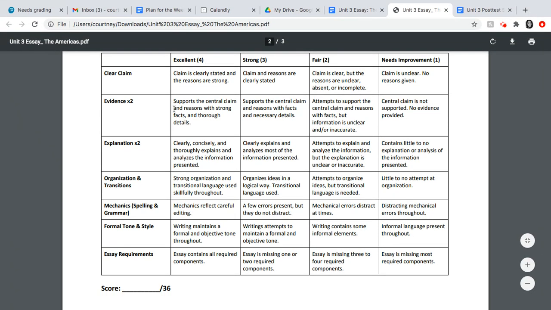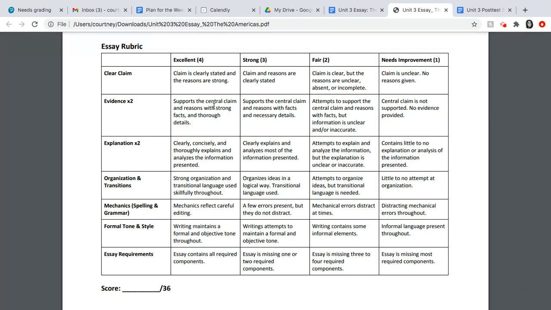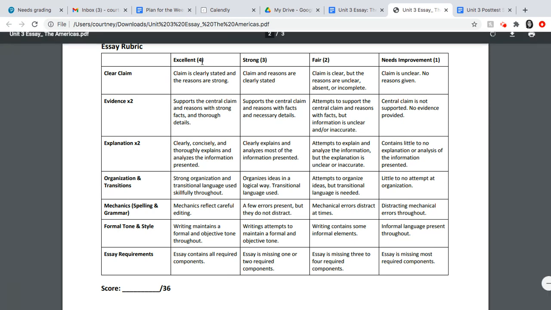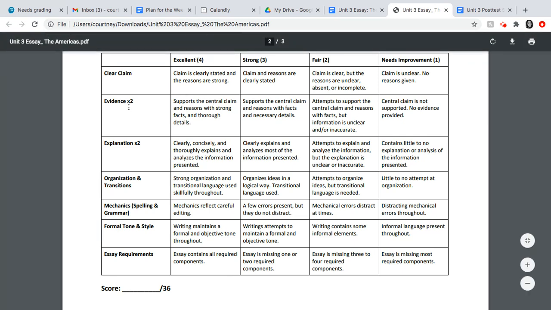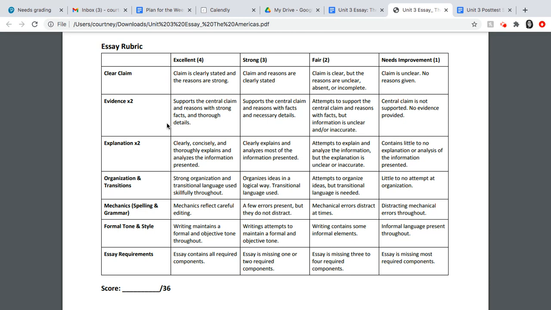The categories evidence and explanation are worth twice as much. So for evidence, if you got a 4, I would multiply that by 2, so you'd get 8 points for this category. If your explanation was a 3, 3 times 2 is 6. So those 2 categories are the most important, so they're weighted a little bit heavier. I'm not going to go through every single thing on the rubric, so you guys can take a look at that, but basically you need to have some sort of thesis or claim.